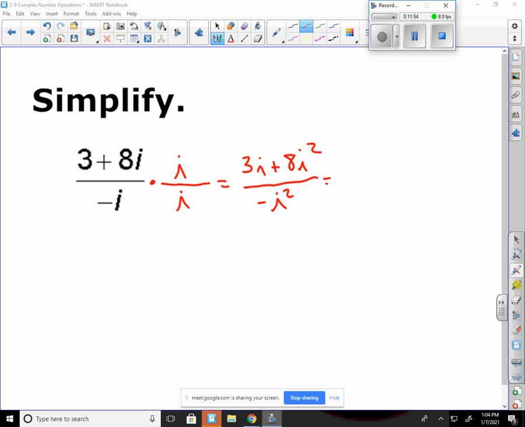Now I replace my i squareds with a negative 1. It's 3i minus 8. Then this is a negative of a negative 1, so that would be positive 1. Anytime we have 1 in the denominator, it just becomes like a whole number, so we don't have to worry about the 1 anymore. And we write it in our form, a plus bi, so it'd be negative 8 plus 3i.